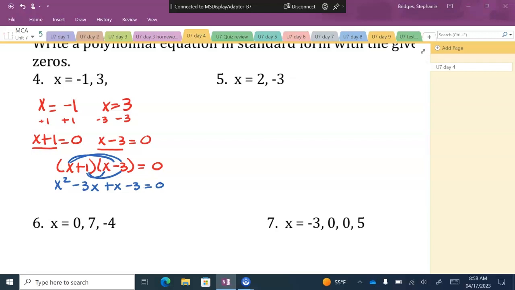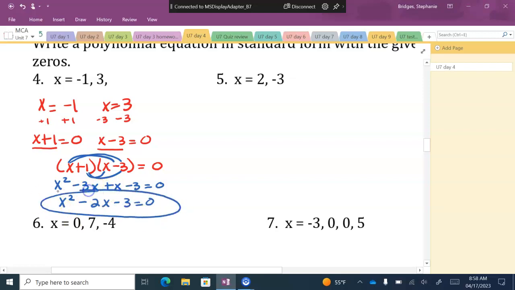So I'll take two ways. You can either leave it equal to 0, or instead of equals 0, you could put a y equals in front of it. I don't care which way you do it as long as there's an equal sign. And I'm going to combine my terms. That -3x and plus 1x is going to give me a -2x minus 3. That is a polynomial equation.